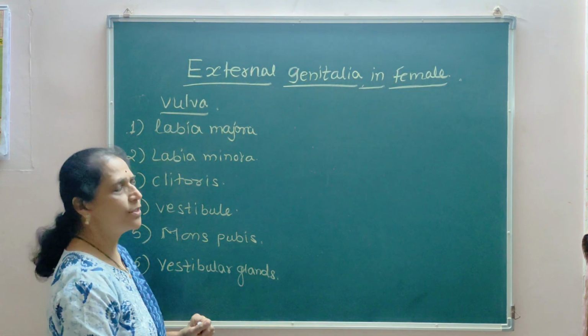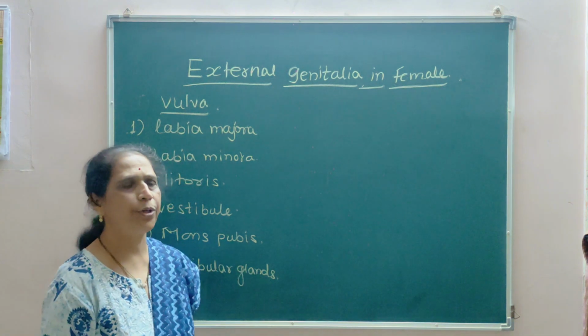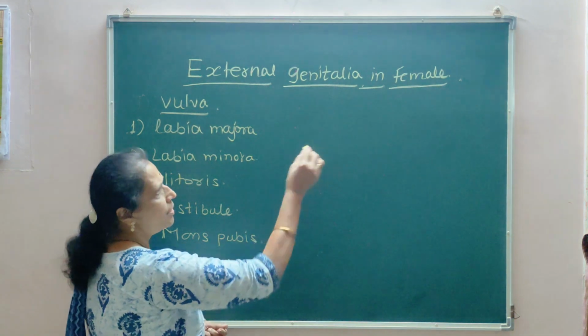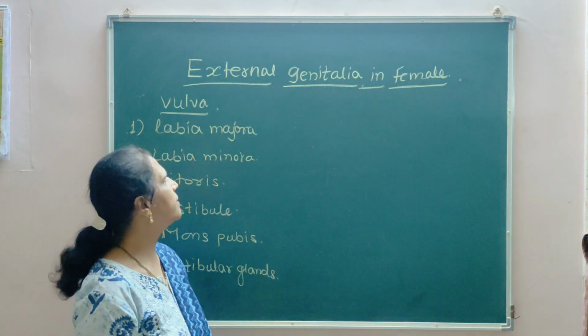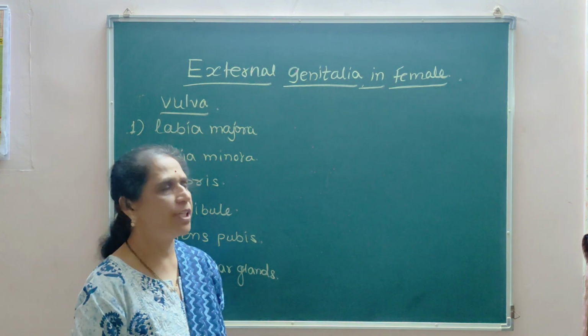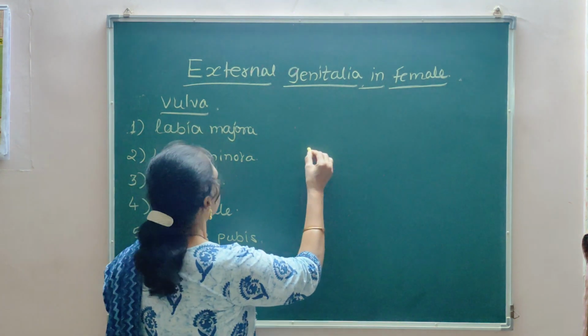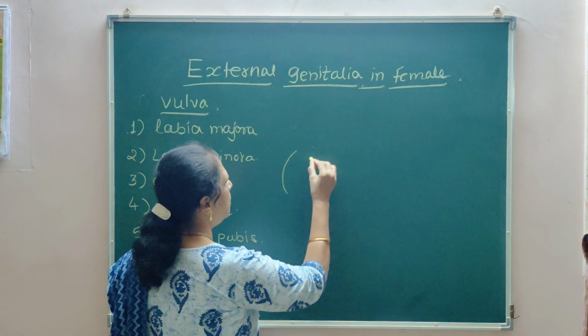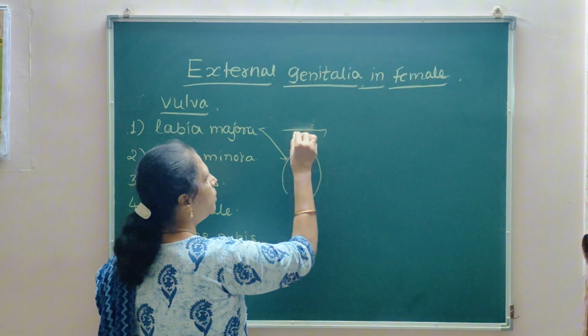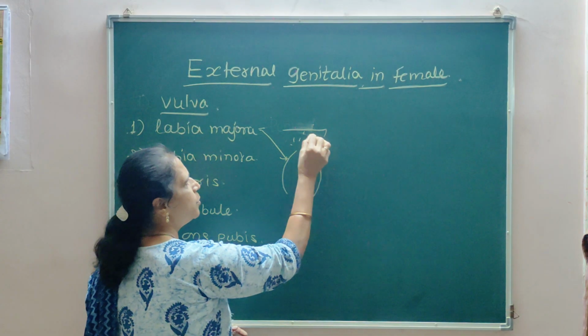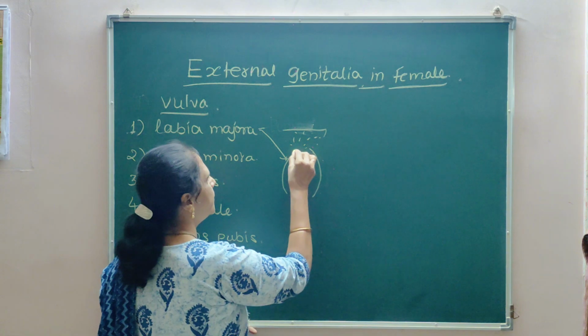There are some parts which are homologous to the male reproductive system. There is also a question asked for 2 to 3 marks, that is, external genital organs in female. So labia majora, it is the external part. Then here the triangular structure which forms the mons pubis contains hairs.